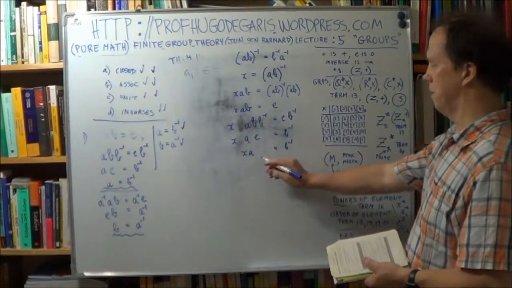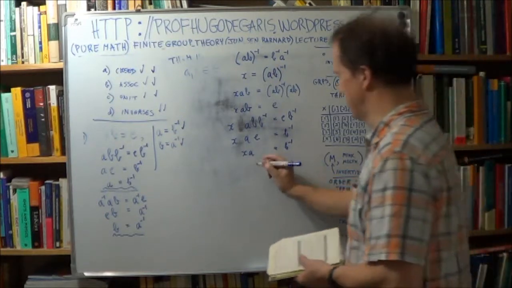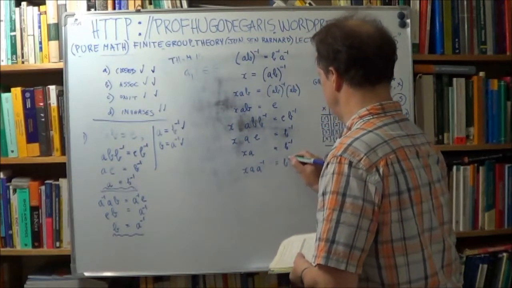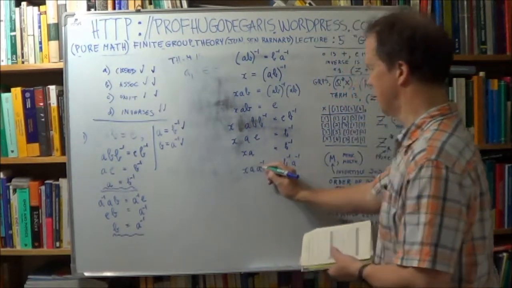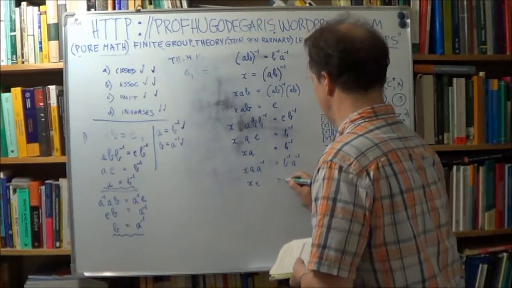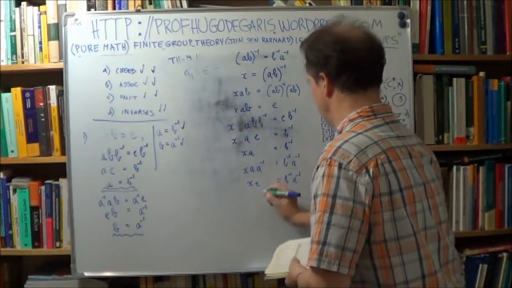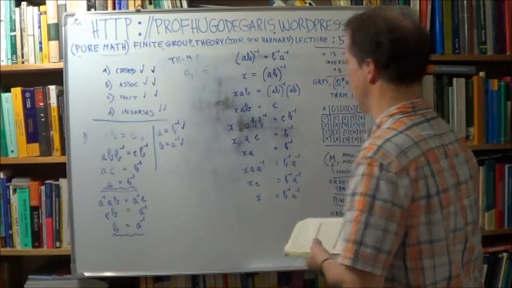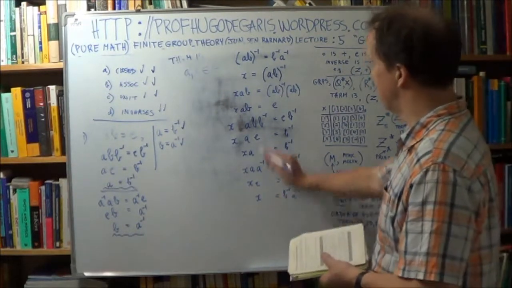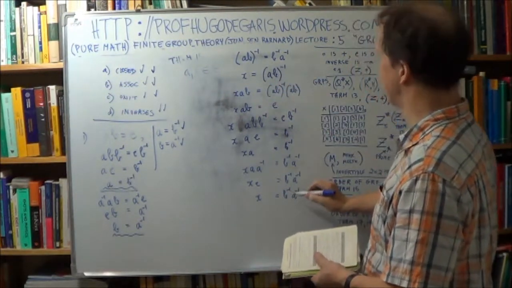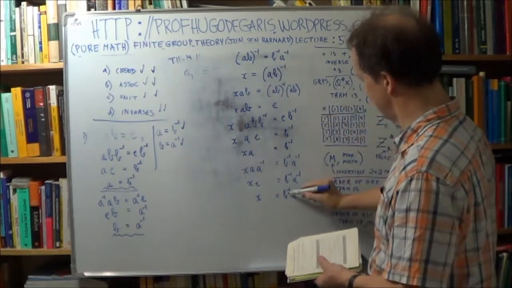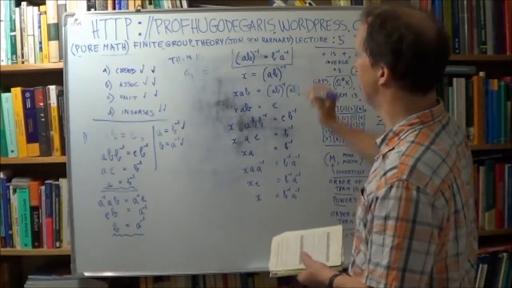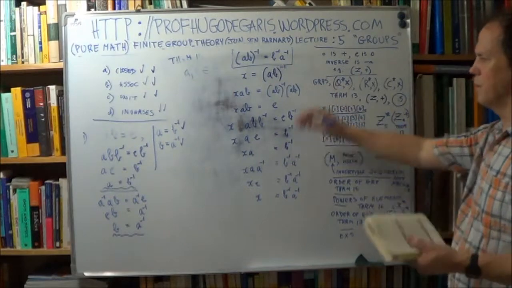Now, again, multiply on the right by A inverse on both sides. So you get x A A inverse equals B inverse A inverse. Okay. Now this is just E, so it's x E equals B inverse A inverse. So this is just x. So x equals B inverse A inverse. And that's the same as this. Therefore, this equals this. So we proved it. And there it is. So that's part two.